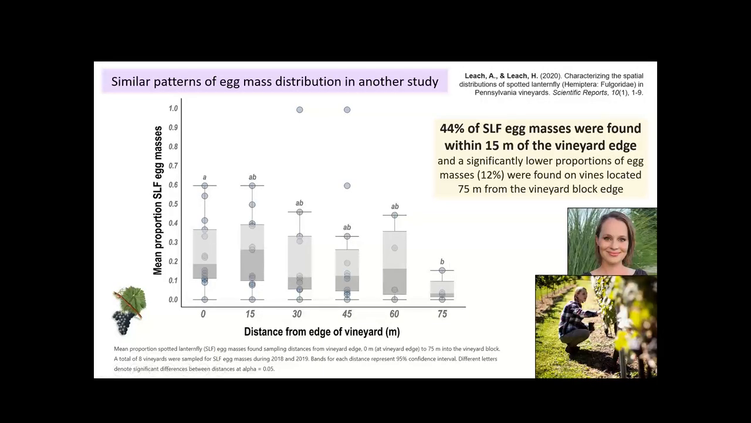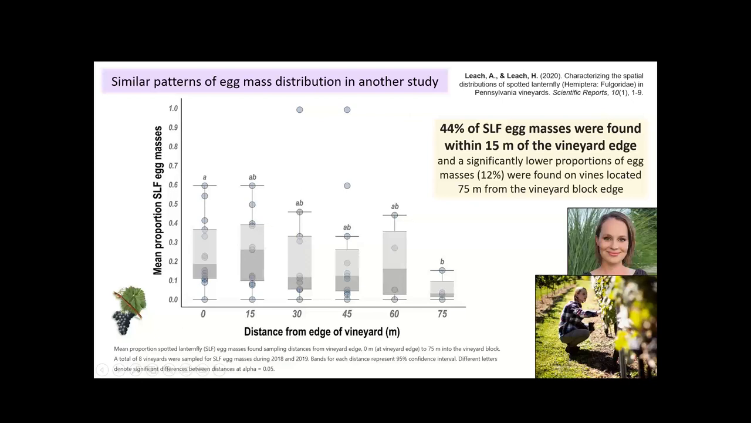This sort of supports other research on lanternflies. The Leach sisters did something like this, looking at distance from the edge of the vineyard. And they found that about 44%, or almost half, of the egg masses were found within the first 15 meters of the vineyard edge. So that's kind of what we've also seen.